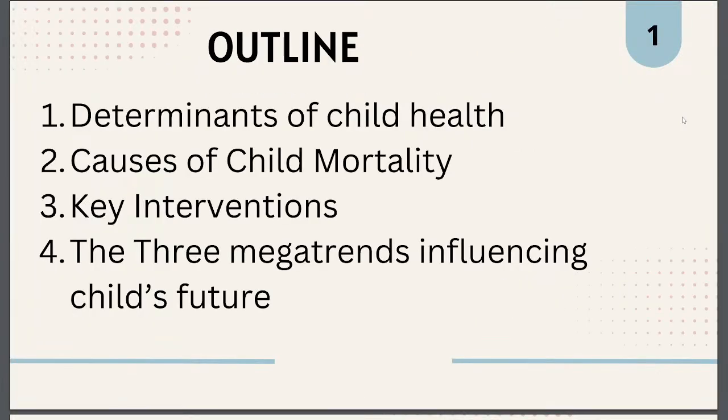So we have to first understand what are the determinants of child health, and these are obviously more or less overlapping with determinants of health in general. But children, because of the process of being born, of being vulnerable, of being dependent, have a certain different set of determinants which are more overwhelming as compared to simply the biological determinant that they are born with. What are the causes of child mortality?